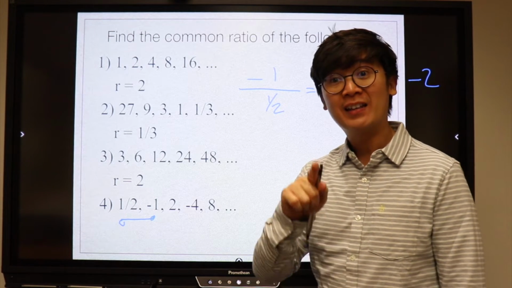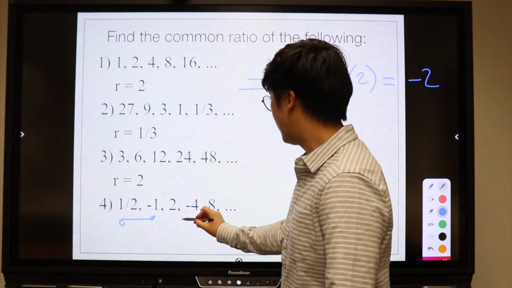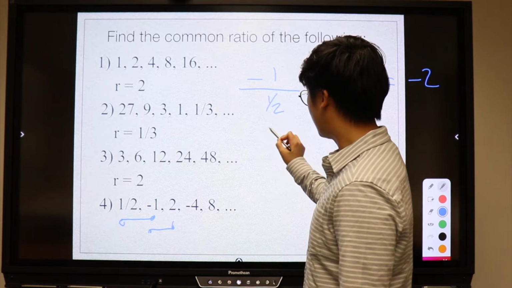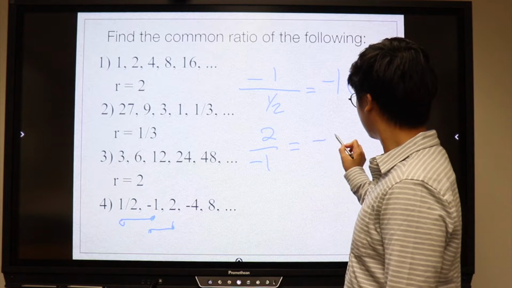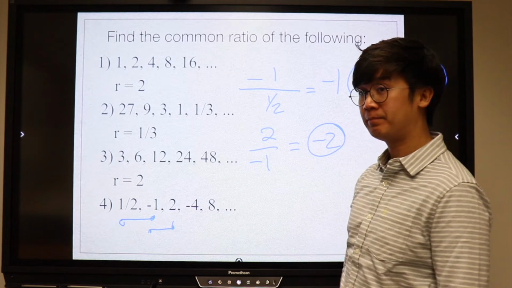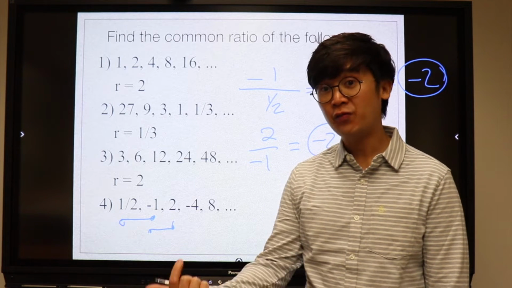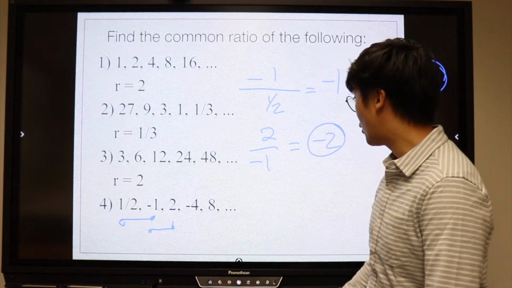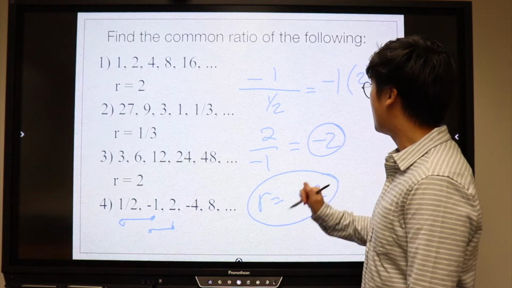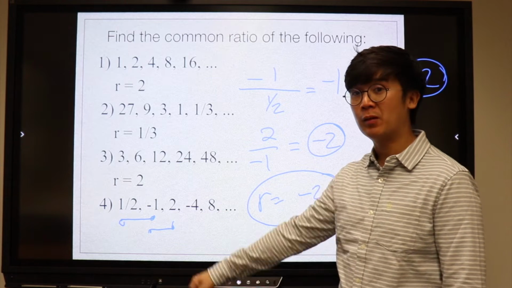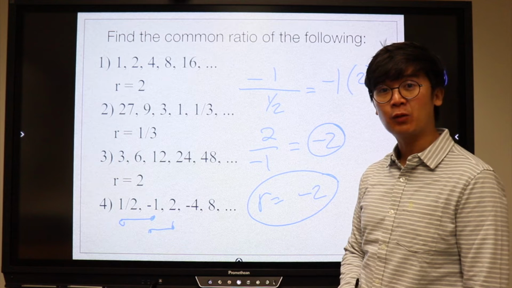-2. Now, that's just the first one, but we need to verify it for the other one as well, right? So let's do this and that. What is 2 divided by -1? -2. Are they the same? Yes. Because they have a common ratio, which falls under a geometric sequence. So what is your r here? -2. So what do you notice about the r of this problem number 4? It's negative.